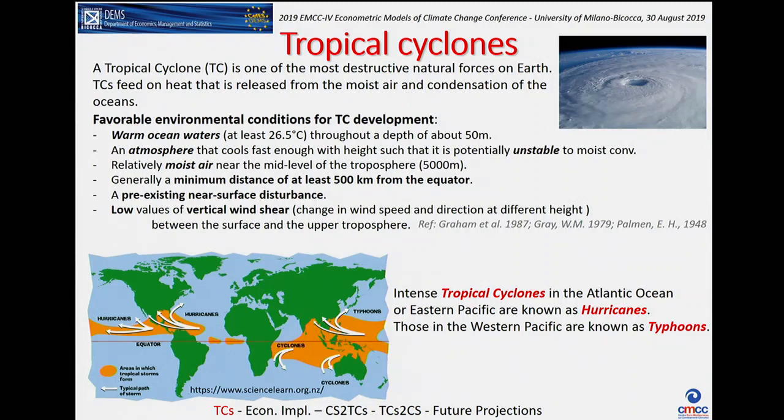Hurricane and typhoon is the same process. They are called hurricanes around the US, typhoons in the West North Pacific, and they are called intense cyclones in the Southern Hemisphere. So hurricanes and typhoons are intense tropical cyclones, okay?